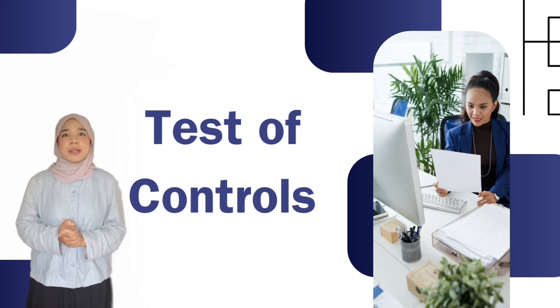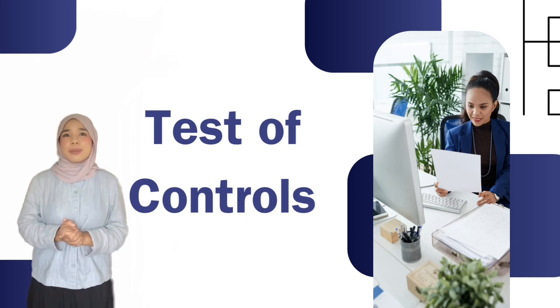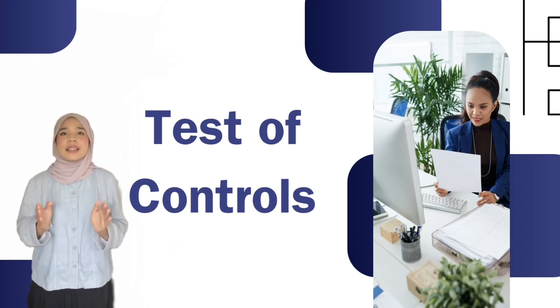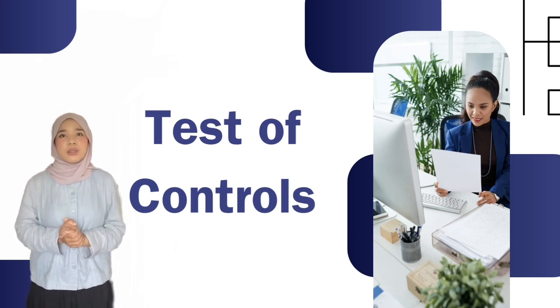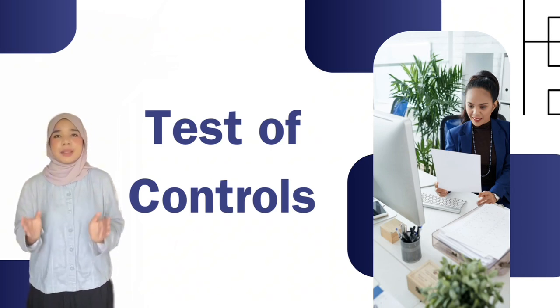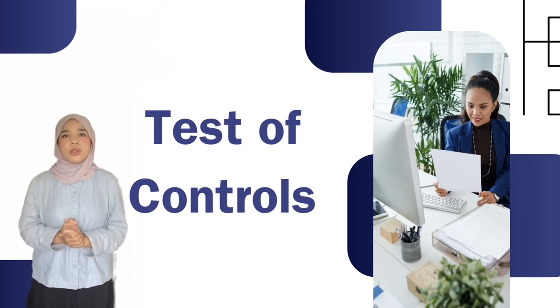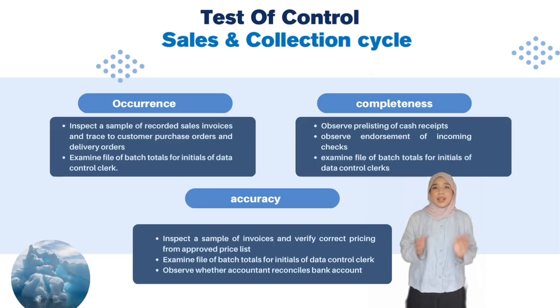Next, I will be presenting about the tests of control in the sales and collection cycle. A test of control is an audit procedure performed by the auditor to assess the effectiveness of the client's internal control. The goal is to determine whether these controls are working as intended to prevent or detect material misstatement in the financial statements. In the sales and collection cycle, these tests focus on controls over the recording of the sale, billing, and collection of cash from the customer. Now, I will explain the tests of control according to the 5 key audit assumptions: occurrence, completeness, accuracy, classification, and cut-off or timing.